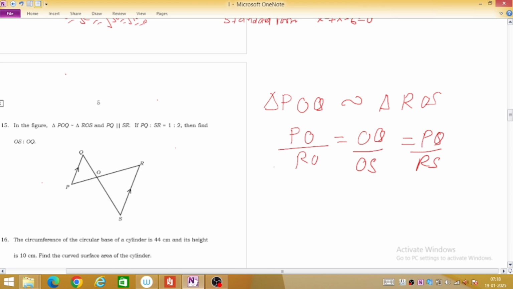Okay, then here PQ by SR, if this value is given as 1 by 2, then you find OQ by OS as 1 by 2, but here the question gives OS by OQ, not reversed. Then here you reverse, and the answer is 2 by 1. This is the answer. Because here it is just OQ by OS, but the question asks for OS by OQ. Then here you make 2 the numerator and 1 the denominator. Then next question 16.